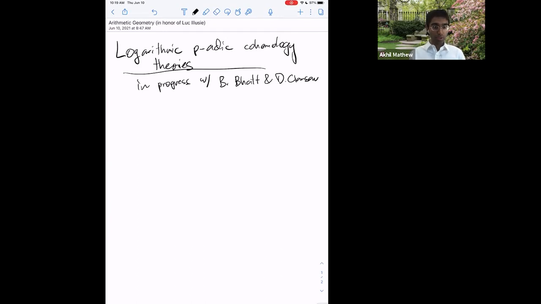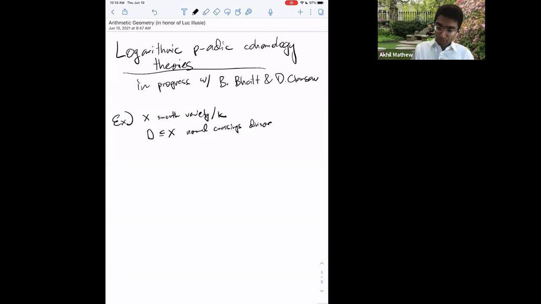I want to talk about log syntomic cohomology and an integral version of log syntomic cohomology. But to get there, I want to start by first just talking about logarithmic p-adic cohomology theories in general. I think the starting point for this is the following example. If X is a smooth variety over a field K, D sitting inside X is a normal crossings divisor, and j is the open inclusion from U, meaning X minus D, sitting inside X, then one constructs the logarithmic de Rham complex.